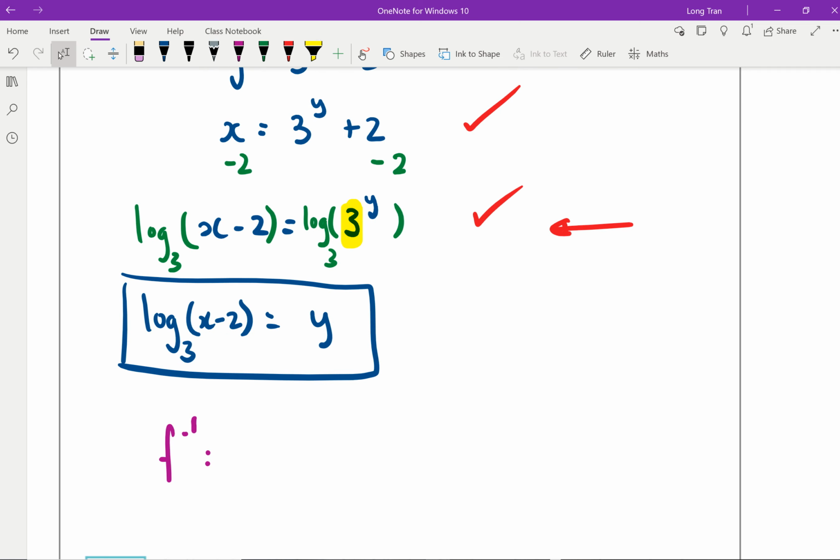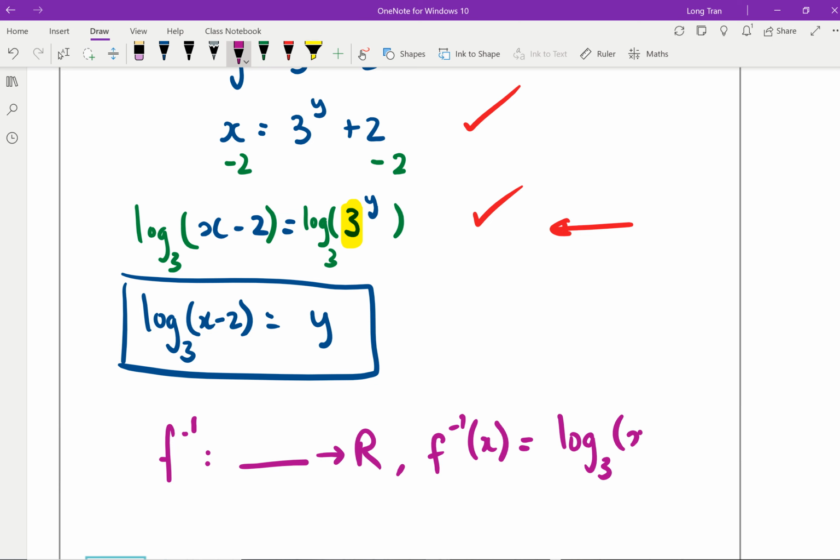So here we go. To write the function notation, remember the format is you need the domain, maps onto the codomain, and then f inverse of x is equal to log base 3 of x minus 2. So this is the answer you figured out. In year 12, you need to add on the domain.